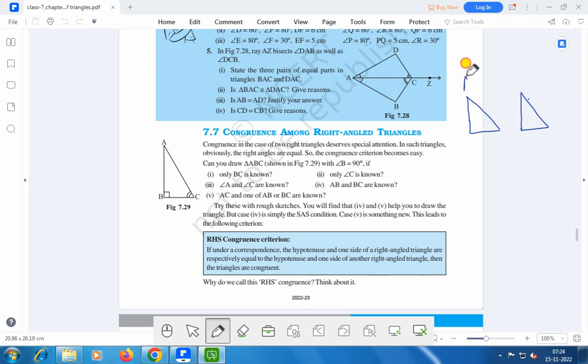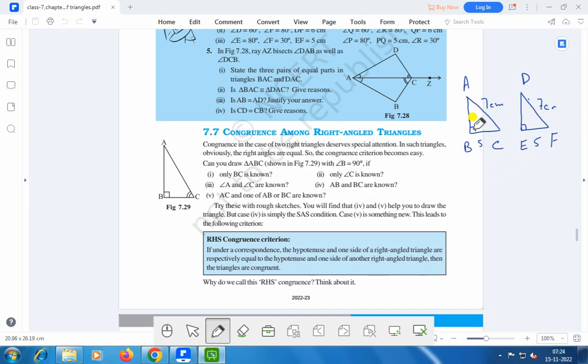This is ABC, A, B, C, and this is DEF, D, E, and F. Suppose this angle is 90 degrees, and this is also 90 degrees, right? And suppose the hypotenuse, this is 7 centimeters. This is also 7 centimeters. And one of the sides, suppose BC is 5 centimeters, and EF is also 5 centimeters.